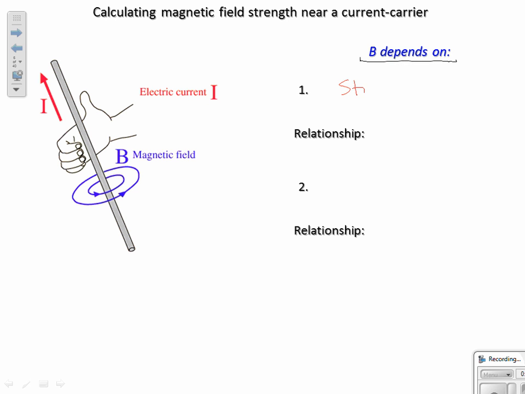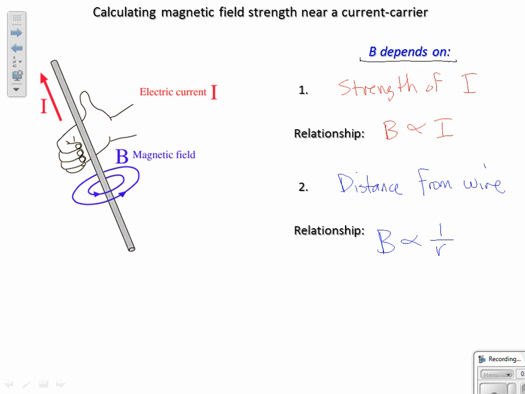One is the strength of current. And the relationship is the stronger the current, the bigger the magnetic field. Hopefully that makes sense with your intuition. The second one is distance from the wire. And that goes as B is inversely proportional to the distance from the wire. The farther away you are from the wire, the weaker the field gets.